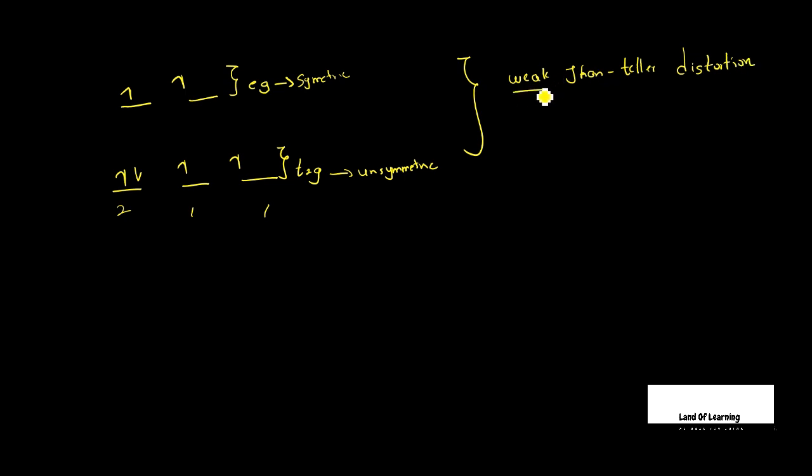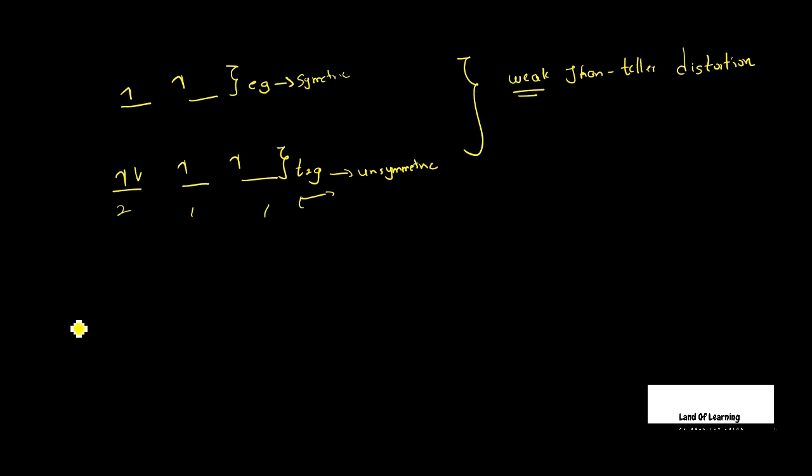Why are we calling this a weak Jahn-Teller distortion? It's based on this T2G level. If your Jahn-Teller distortion is all about the T2G level, you know that for symmetric systems, Jahn-Teller distortion won't occur. Jahn-Teller distortion will occur only on unsymmetric positions. So if your unsymmetric degenerate state is T2G, then it's a weak Jahn-Teller distortion, right?